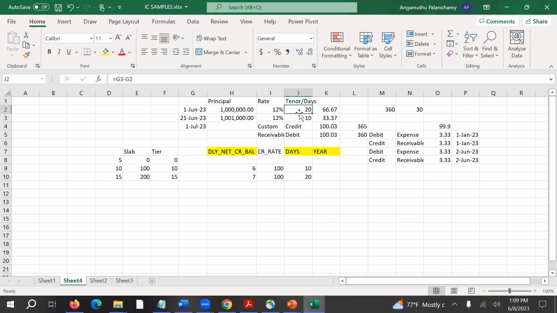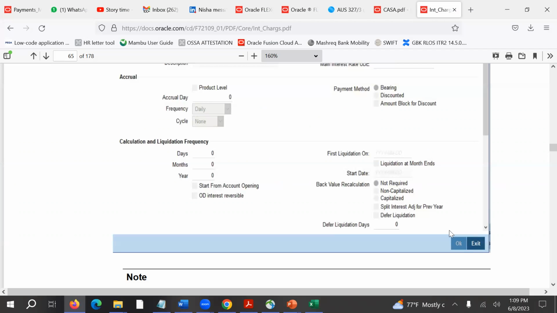But if I want to put it as 1st of May, it means for the May month I have already given the interest to the customer, or I have taken the interest from the customer. But now I am changing the rate for May month. So what will happen? The system will find the difference. That is called the accrued amount. Do you want to calculate that accrued amount or not?